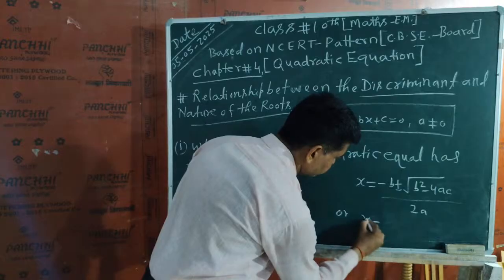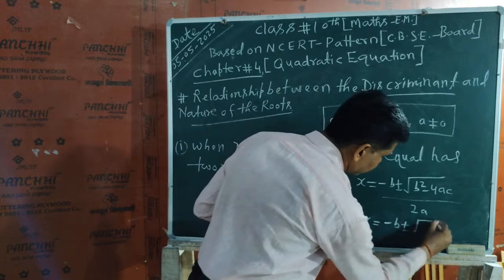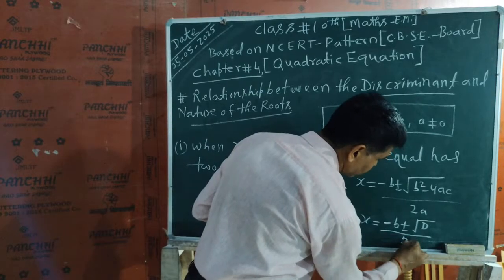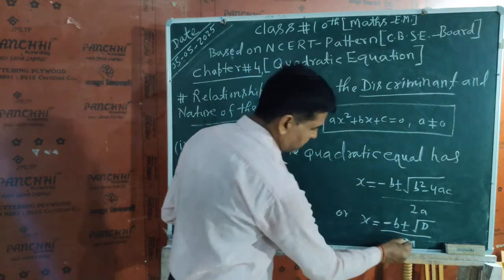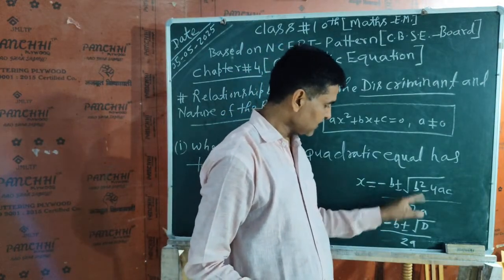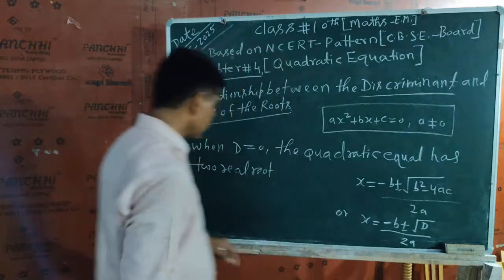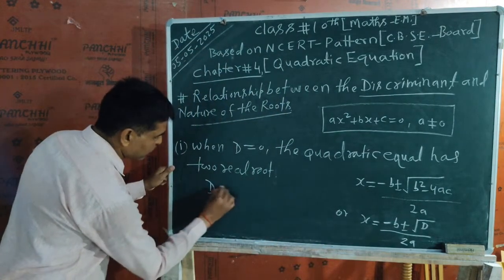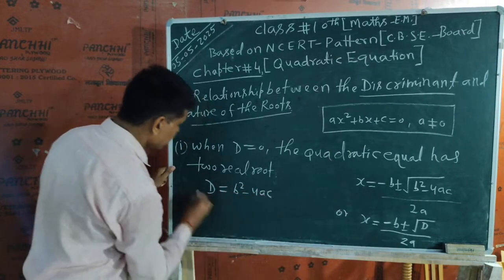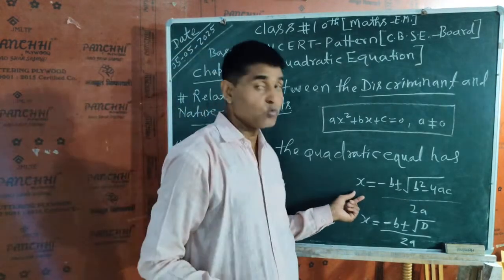X is equal to minus b plus minus root under D, divided by 2a. Here I am writing divided by 2a. It means that in both expressions, in both formulas, I am considering the value of D, which is equal to b square minus 4ac. In other words, the value of D is equal to b square minus 4ac, which is given in the formula. So the general formula is this one.